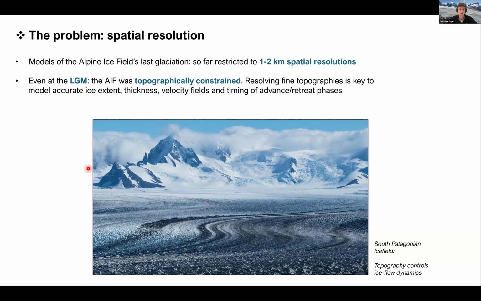This is a picture of a modern day ice field in Patagonia. You can clearly see it's very similar to what we would expect the Alps to look like 24,000 years ago. You can see that the ice is heavily controlled by topography. The ice flux is pretty much entirely controlled by where the mountains, the mountain ridges, and the valleys are located. And the hydrological basins will be very similar to the glacial catchments in this case.